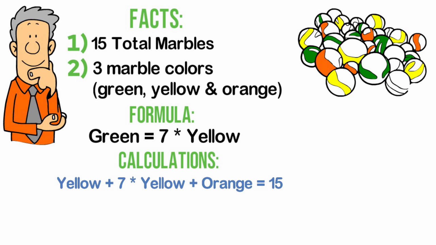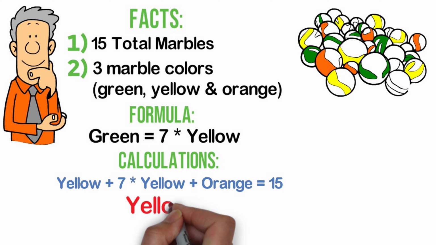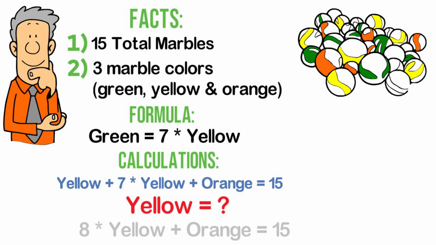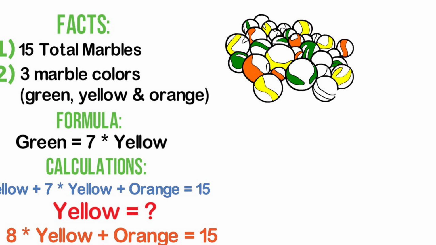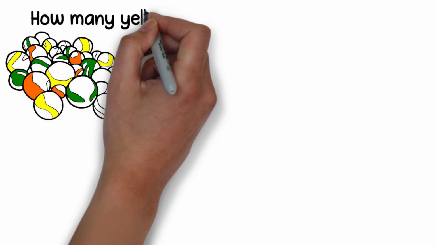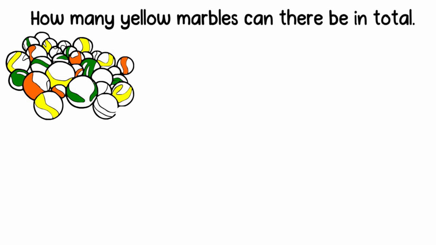Because 15 is a relatively small number, we can start guessing how many yellow marbles are in there. Our ability to solve this challenge is based off of the fact that there is a very small number of total marbles. If we simplify this formula, we can come up with the formula that 8 yellow marbles plus however many orange marbles equals 15. So the question is, how many yellow marbles can there be in total?